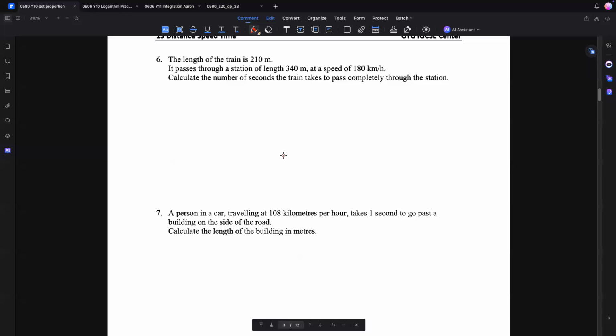You want to calculate the length of the building, right? So first, you have to convert your speed. It is in kilometers per hour, you have to convert it to meters per second. You do that first. 30. Okay. So what is the formula to calculate distance? Speed times time. So speed is 30 and time is one. Yes. 30 meters.